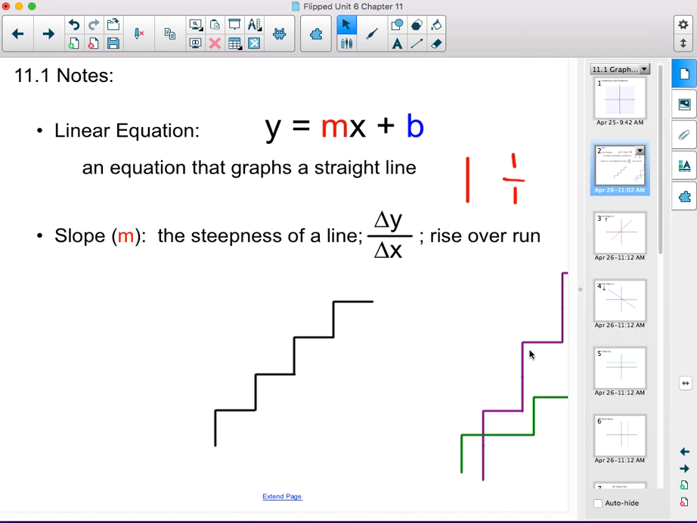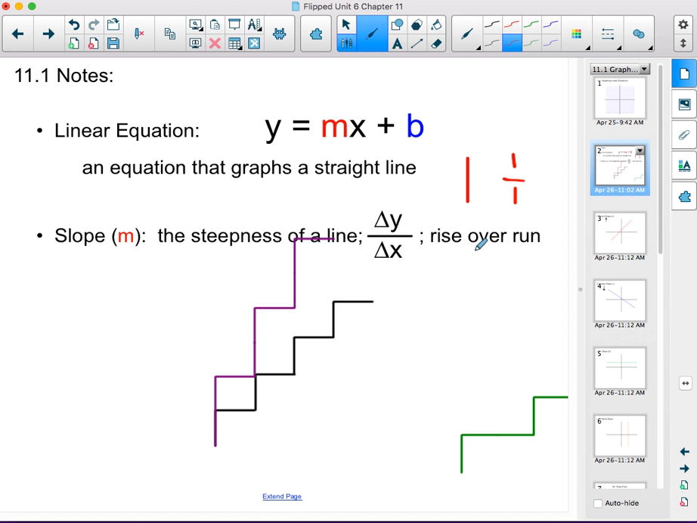Let's say we made some changes and we took out the old stairs and we put in some new stairs that look like this. Hopefully you notice these are much steeper stairs. These stairs rise 2 to run 1. These represent a slope of 2, or 2 over 1, telling us that we are rising 2 and running 1.